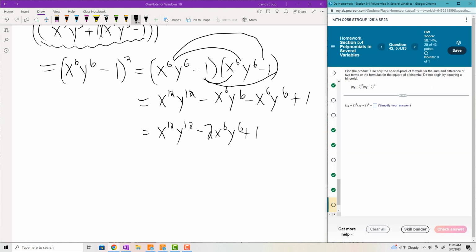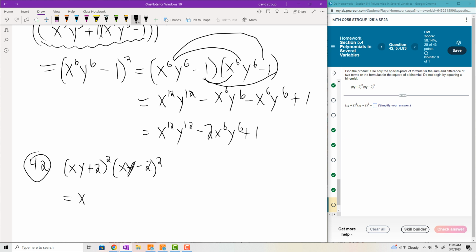Okay. Number 42 is another one where you could use that formula, a squared minus b squared formula. It's not clear at first. I mean, you could sit there and literally multiply out 4 binomials, which isn't a bad thing to do, but it's a little quicker if you pull this trick. So, I mean, literally, what is it? It's xy plus 2 times xy plus 2 times xy minus 2 times xy minus 2.